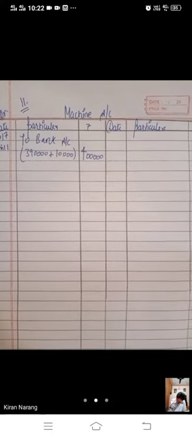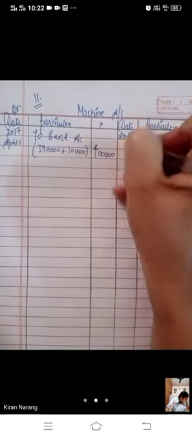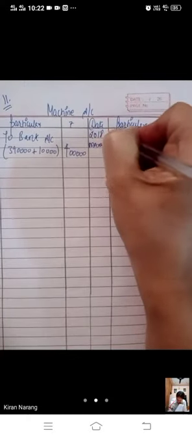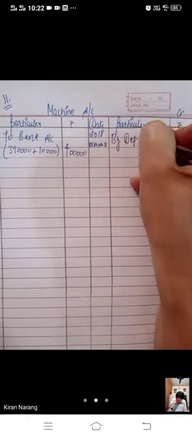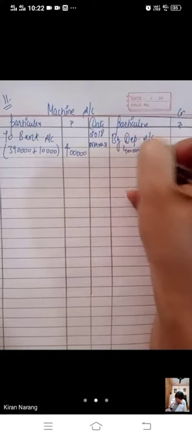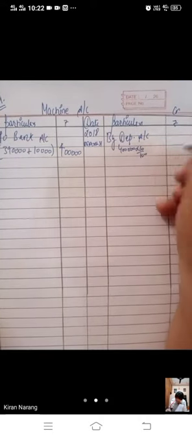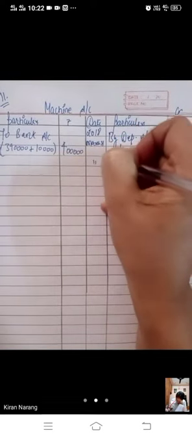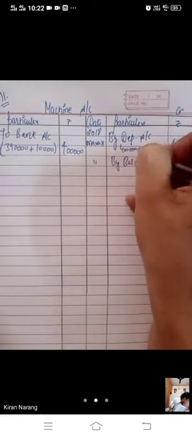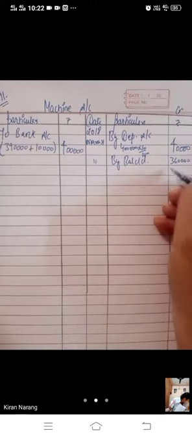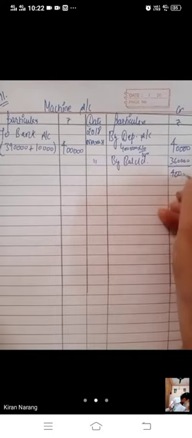So first year, bache, if it is starting on 2017 April 1, this year will end on 2018 March 31, and we will write by depreciation account. 10% of 4 lakh we have to calculate. 10% of 4 lakh will be 40,000, and the remaining balance carried down will be 3,60,000. How? 4 lakh minus 40,000, it will be 360.